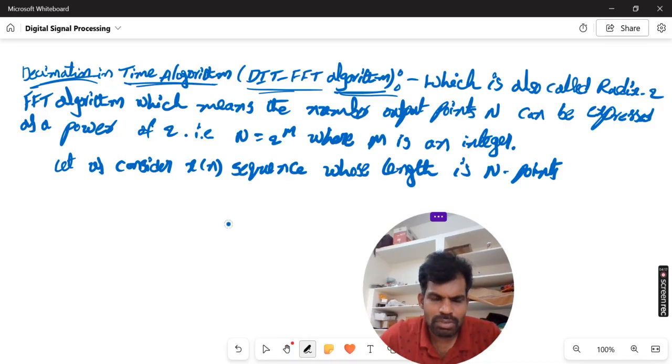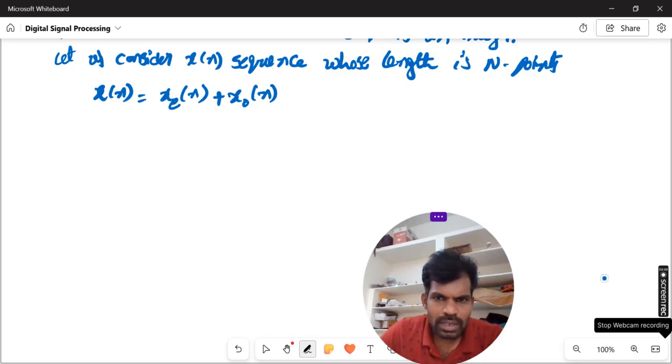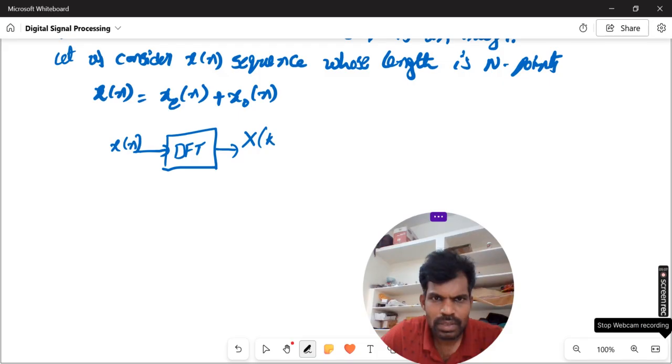Okay, so let us consider an x of n whose length is N points. That x of n sequence is divided into xe of n and xo of n, where xe means the even sequence of x of n and xo the odd sequence of x of n. We know the DFT equation. When we apply the DFT to the input sequence x of n, we will get X of k. In a similar way, whenever we divide the input sequence x of n into xe of n plus xo of n, we will get the output according to the DIT FFT algorithm.